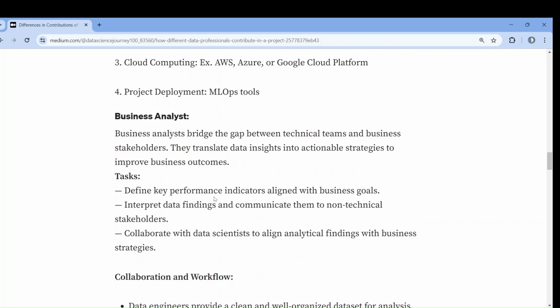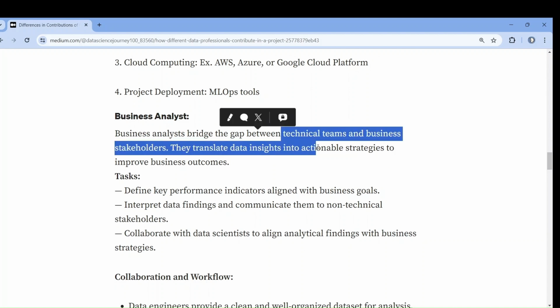Business analyst mainly focuses on business. They bridge the gap between technical teams and business stakeholders. Okay, because there must be someone who will create a bridge between the technicalities of these things and the actionable strategy that can be taken by a business. That is the job of a business analyst.